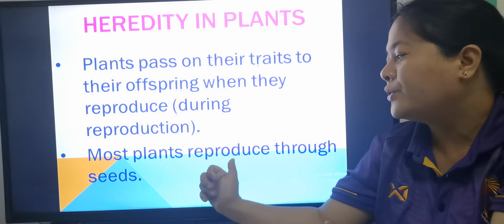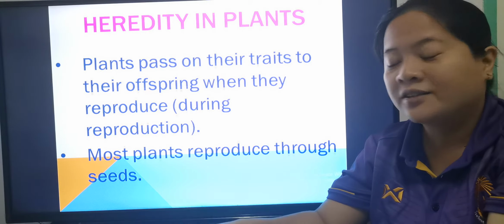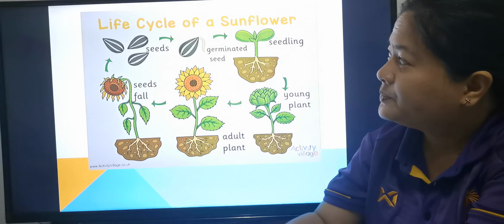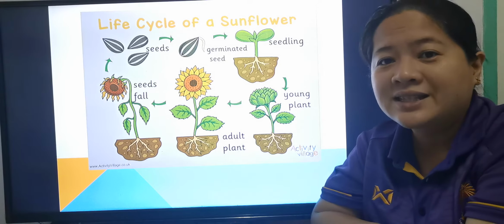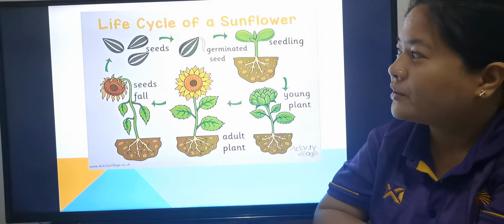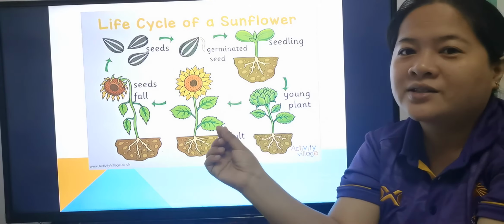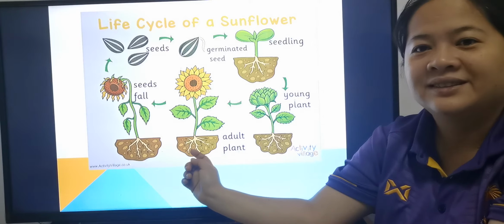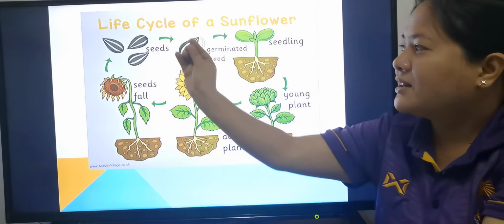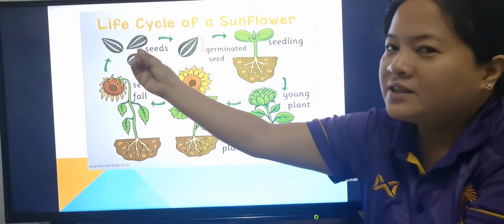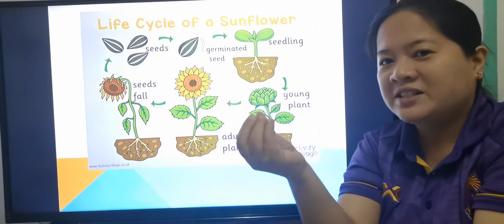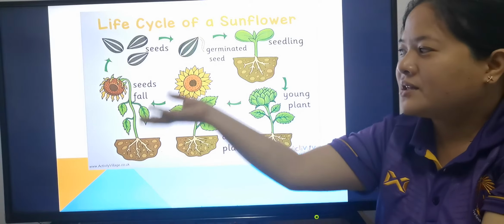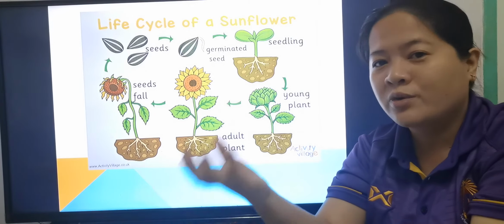Now most plants reproduce through seeds, okay? Most plants, but not all. And some plants can reproduce besides through seeds, okay? Now, if you're going to look at this one, this is the life cycle of a sunflower, okay? So from the small seeds of the sunflower, they will grow, they will develop into an adult plant. Okay, an adult plant. So it means that the seeds, when they reproduce, the seeds contain the traits. The genes are there also in the seeds, okay? So as they grow, the different characteristics, the different traits will express or will show up, okay?